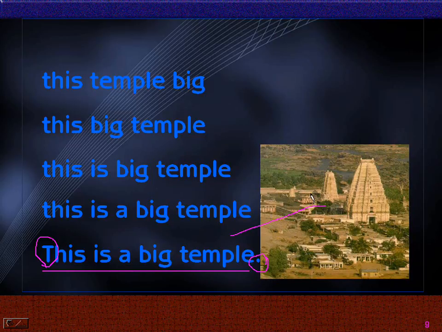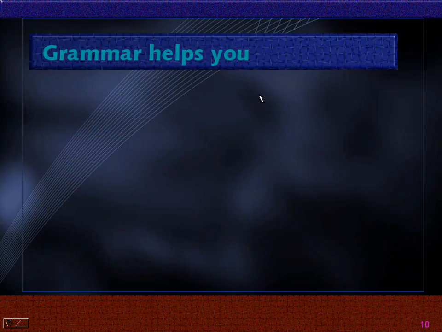Here there is a temple. This is the big temple. Related to the picture, we are putting one sentence: this is the big temple. But if you say this temple big, it's not the correct sentence. Grammatically, it is not correct, and that's why grammar is very, very important. If you know grammar well, we know which sentence is correct and which is wrong. Also, when you are writing, you can make correct sentences. So grammar helps you in different ways.